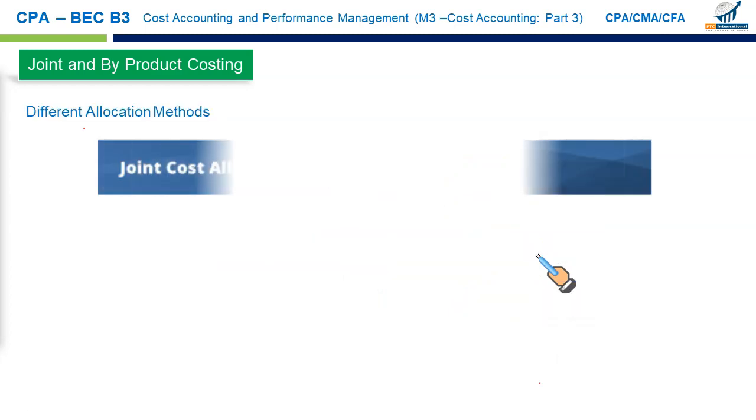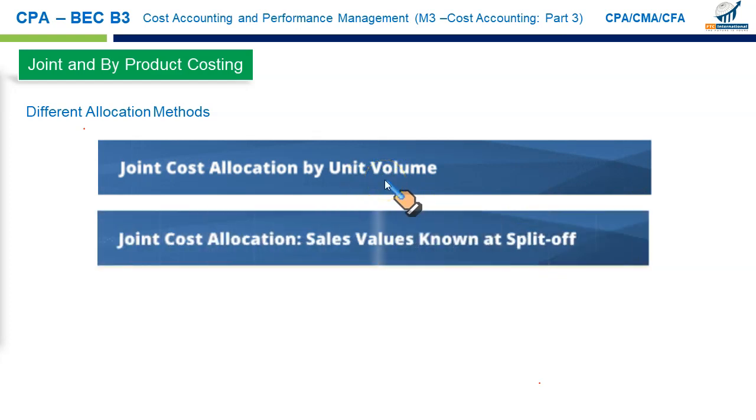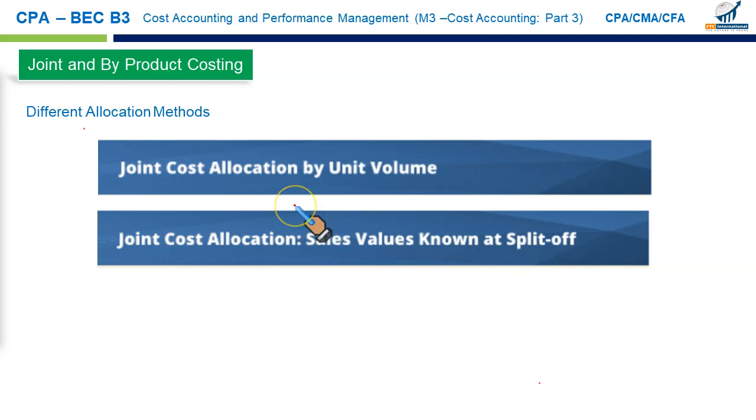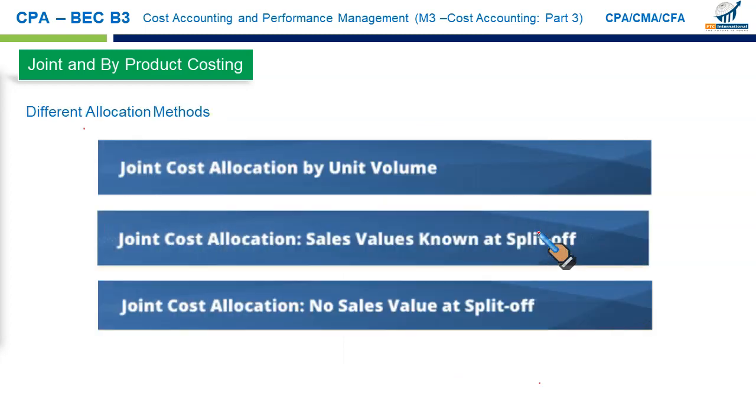There are three methods. One is the volume-based method, in which we use some physical quantity base to allocate the joint cost. Then we have the joint cost allocation using sales value known at split off, and finally a situation where there is no sales value at split off. Let us learn how to allocate the joint cost under these three methods. Remember, what is the joint cost? It is the cost incurred up to the split off point, and this cost now needs to be distributed to the products, and there are three methods to do that. Let us discuss these one by one.